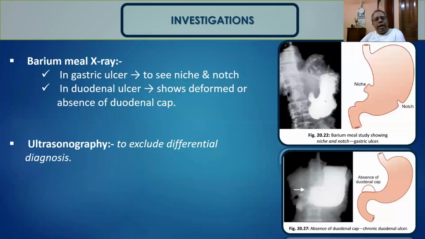Barium meal X-ray in gastric ulcer shows the ulcer niche and notch. So there is an ulcer niche there. In case of gastric ulcer, it may present as a notch. And duodenal ulcer shows a deformed or absent duodenal cap. In a normal individual, the duodenum has a smooth cap in the X-ray. But whenever there is an ulceration in the first part of the duodenum, the ulcer causes scarring, and the scar becomes contracted, causing deformity of the cap. For that reason, in case of duodenal ulcer, the cap is deformed.